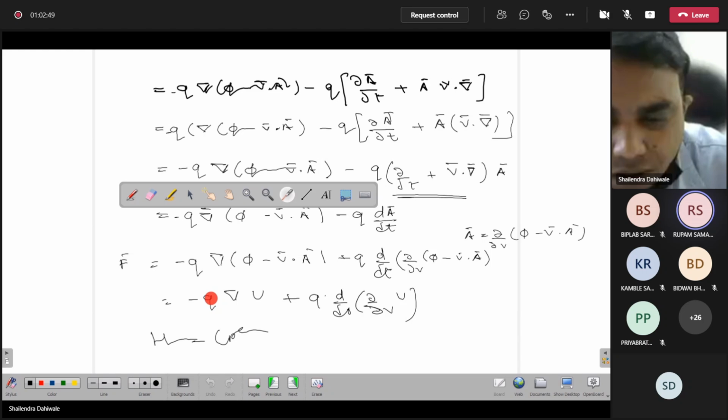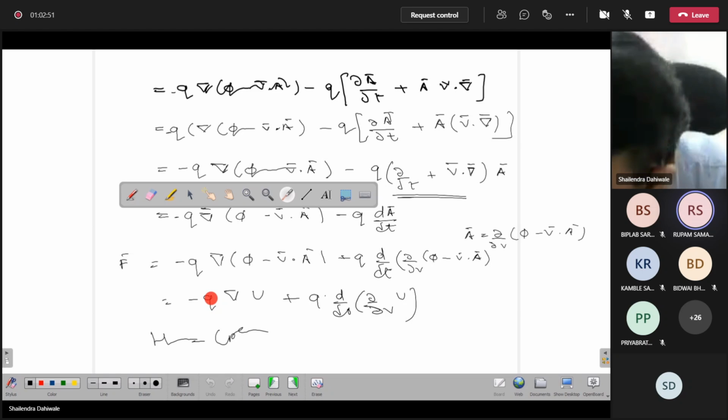So sir, there are two possibilities. We can define two kinds of generalized force: one kind which has the same dimension as force, and another which has a different dimension from force.